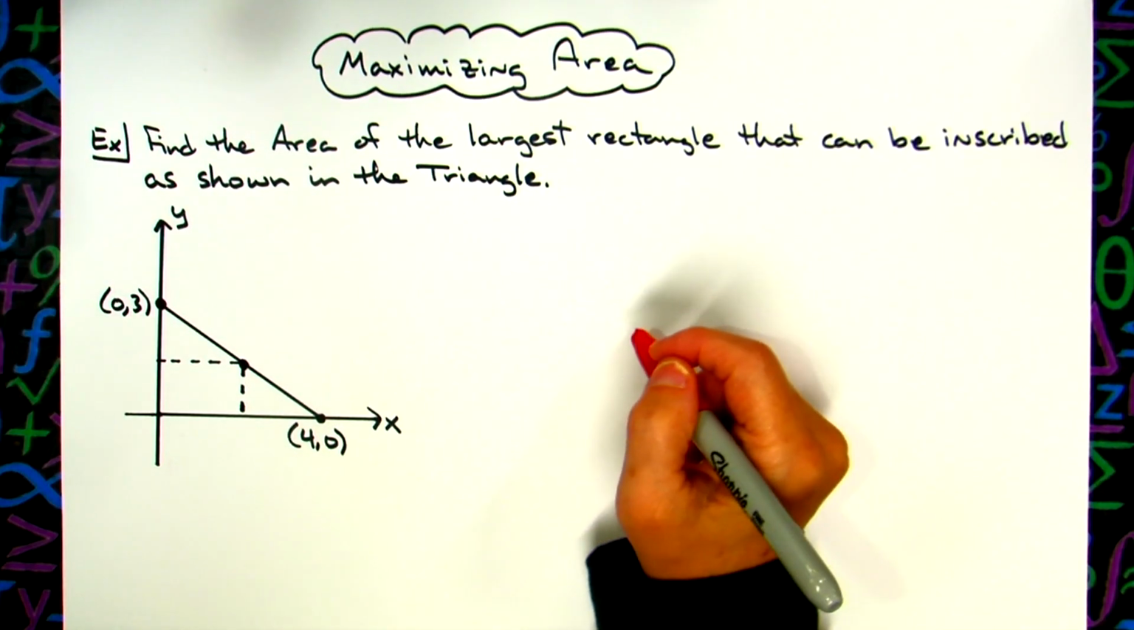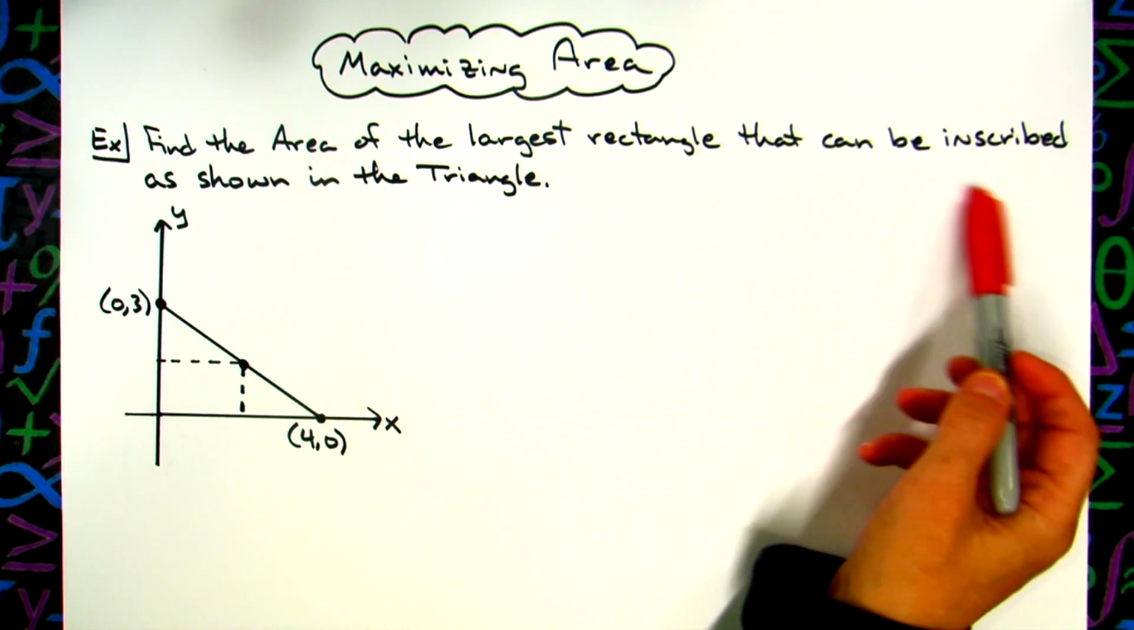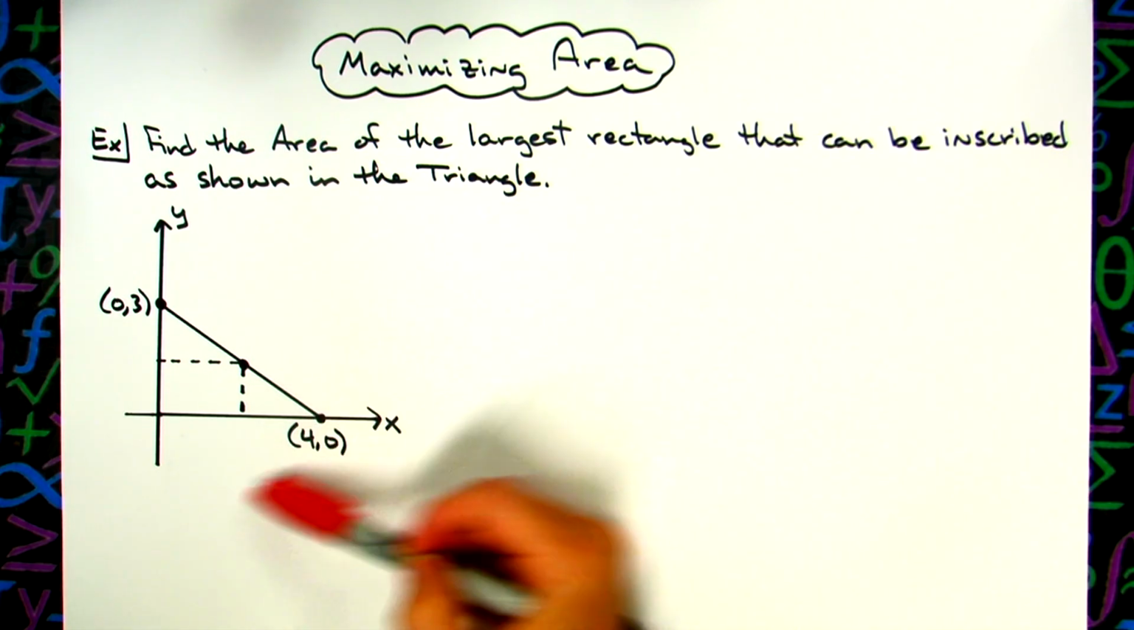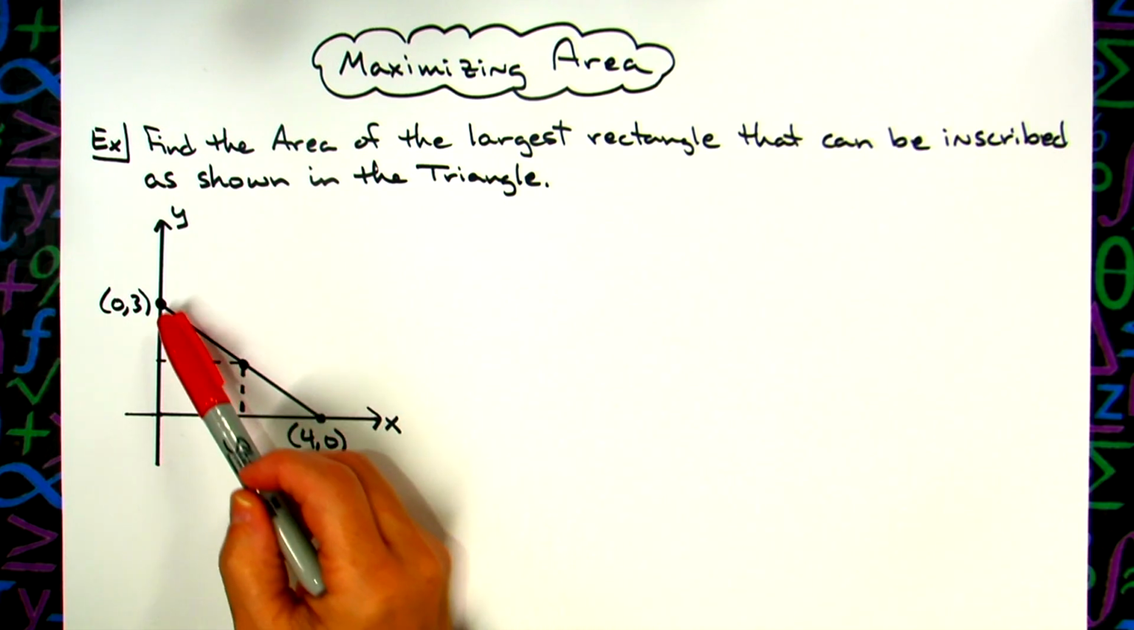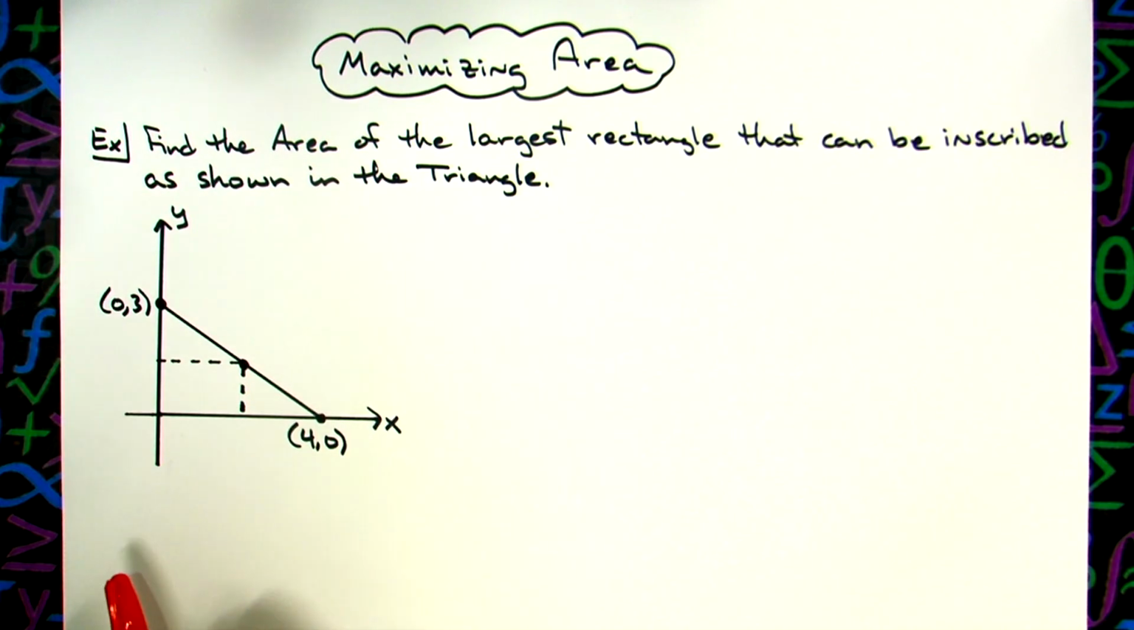Problem, we're going to take a look at maximizing area. Find the area of the largest rectangle that can be inscribed as shown in the triangle. So we've got a triangle here, we've got some points, x and y intercepts there for that hypotenuse, and then we've got a rectangle in here. We need to maximize the area of that rectangle.